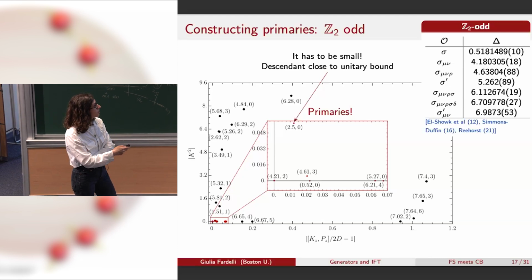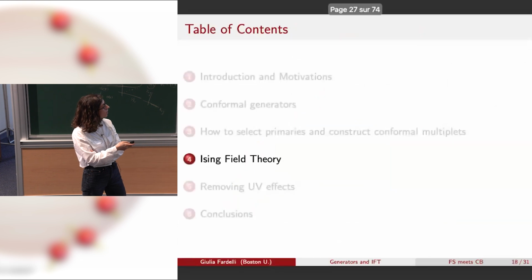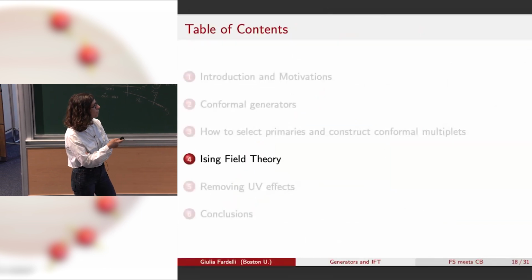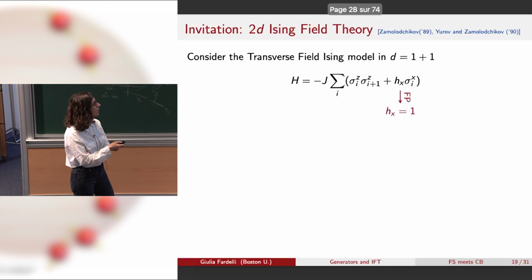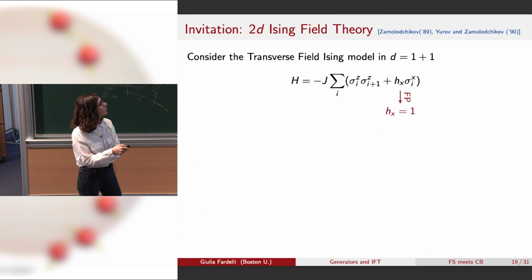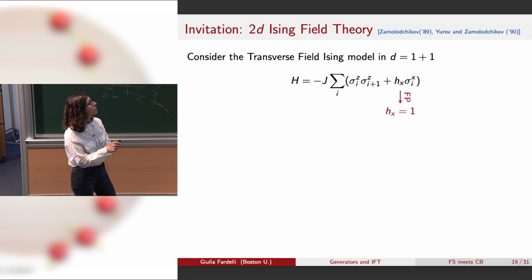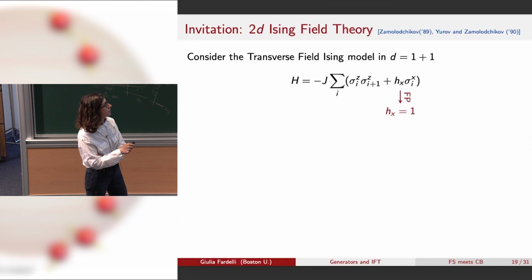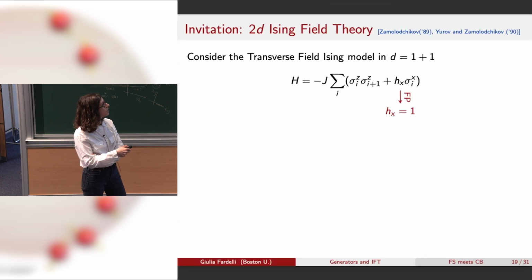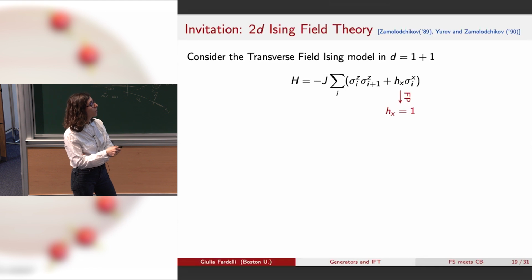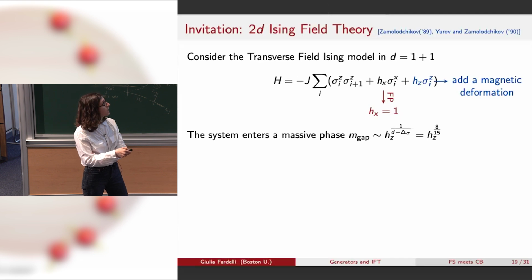Okay, so that closes the first part of my talk about the work that we have been doing with these conformal generators, and let's move to the second part of the talk, in which I try to show what we can do with this CFT data. Let me start from a model which is more familiar, the 2D Ising field theory. Let's start from the transverse field Ising model in 1+1 dimension. This is the spin Hamiltonian, and we know that the fixed point is when this parameter is set to 1.